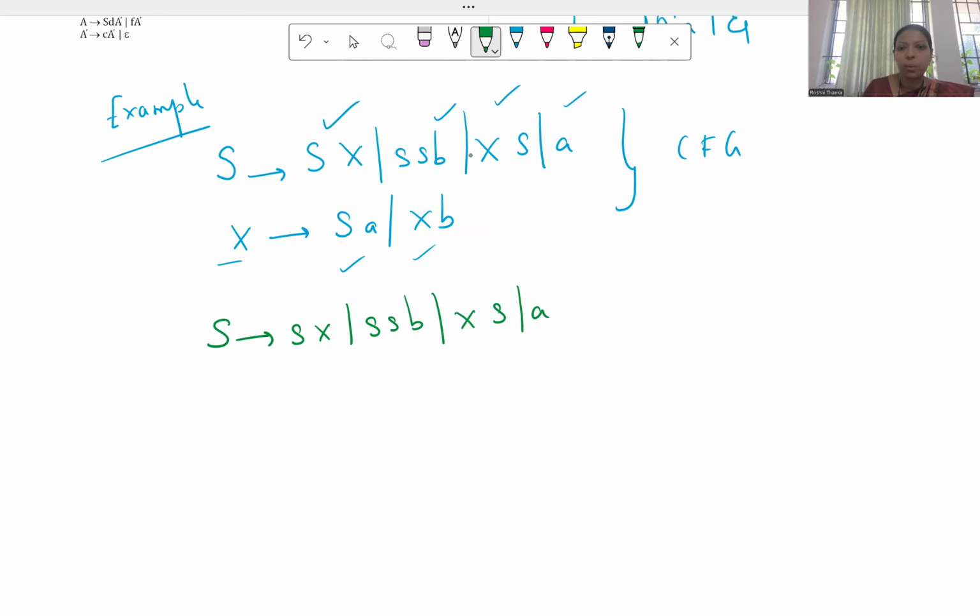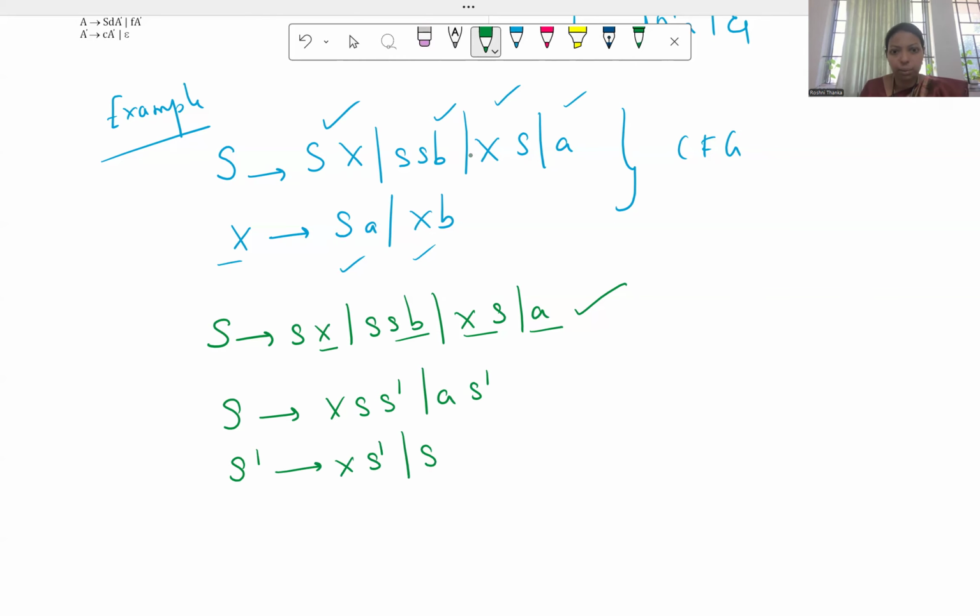So this is the original production. How will we rewrite? S tends to take the remaining productions, which are not starting with S. So X S S dash, and then A S dash. Now I have to say what S dash is. Other than this, you have to take the rest. So it will be X S dash and S B, these two, okay? S dash, and we have to introduce a new epsilon. Got it? So this is the new production.